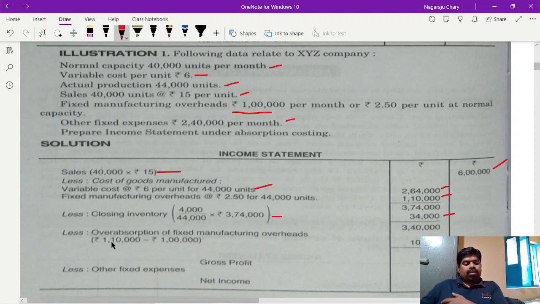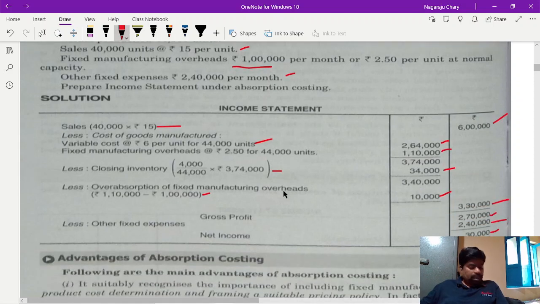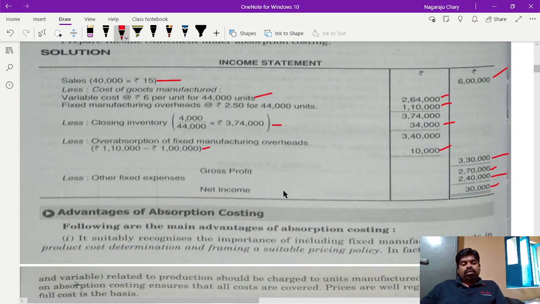Then the absorption of fixed manufacturing overheads is 1 lakh 10,000, because the overhead was 1 lakh. So the over absorption is 10,000, which is to be deducted. Then ultimately we get 3 lakhs 30,000. So now we are getting gross profit. Gross profit is 2 lakhs 70,000. Other fixed expenses are 2,40,000 per month. So that's why net income is 30,000. So like this, under absorption costing, we have to calculate profit or loss.